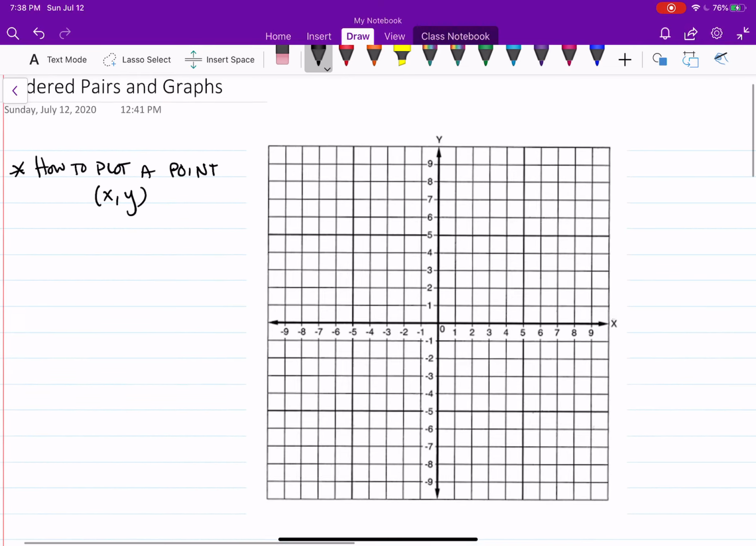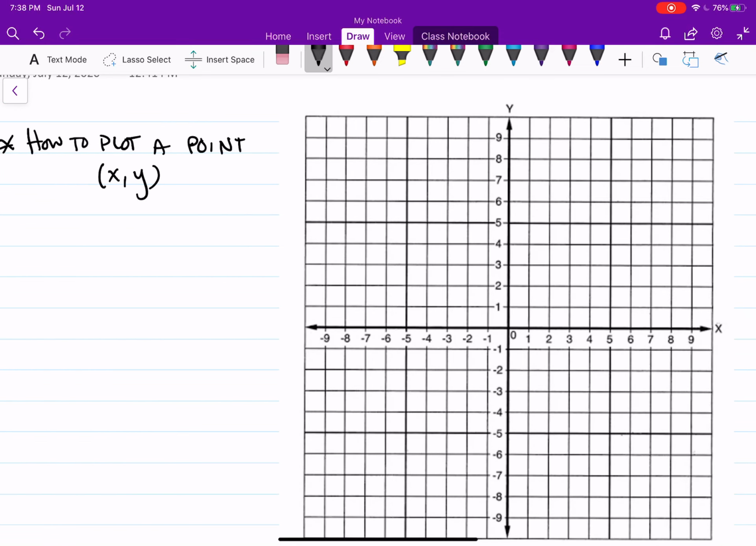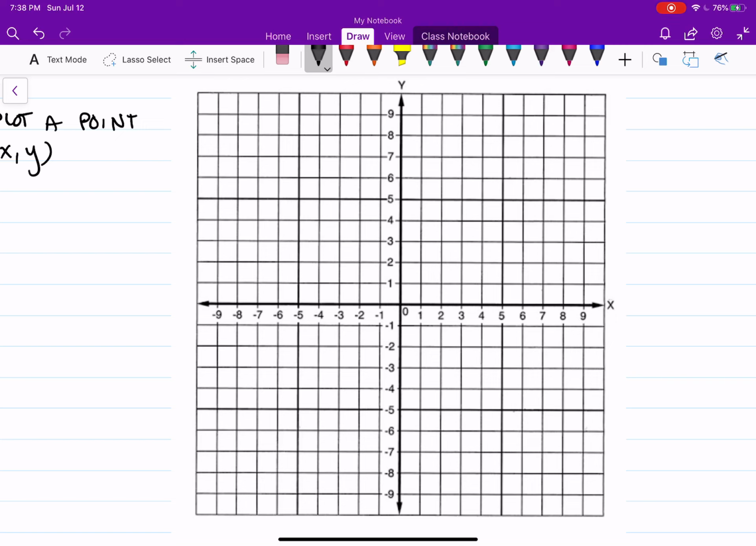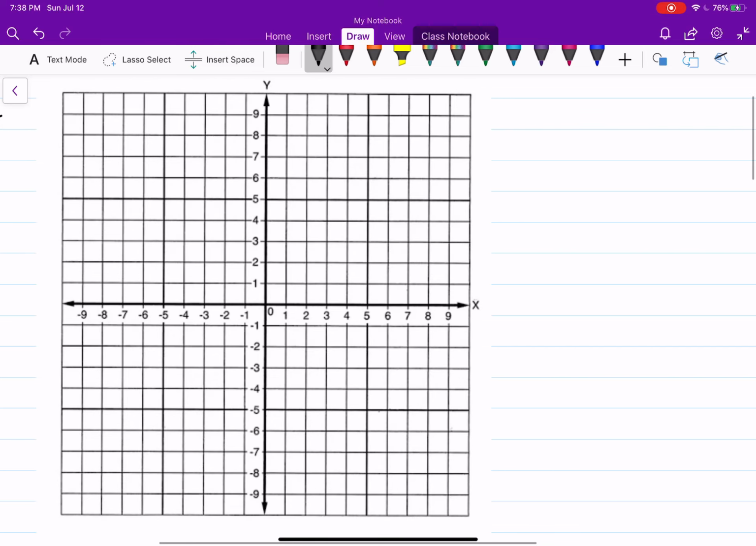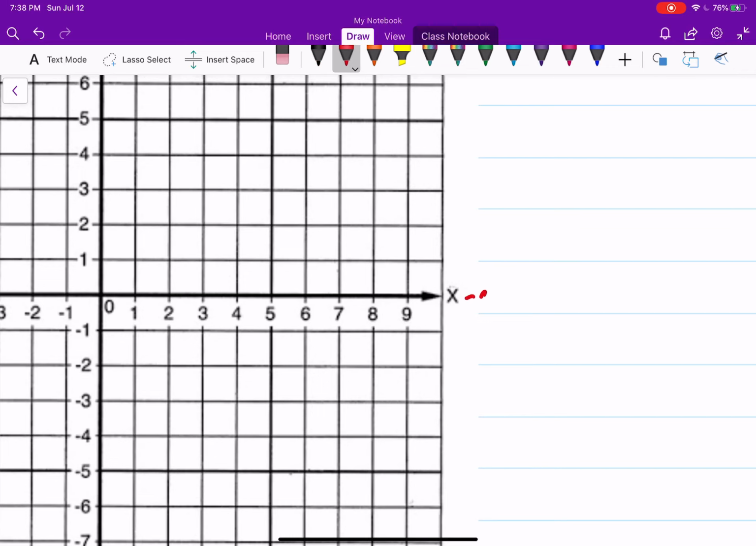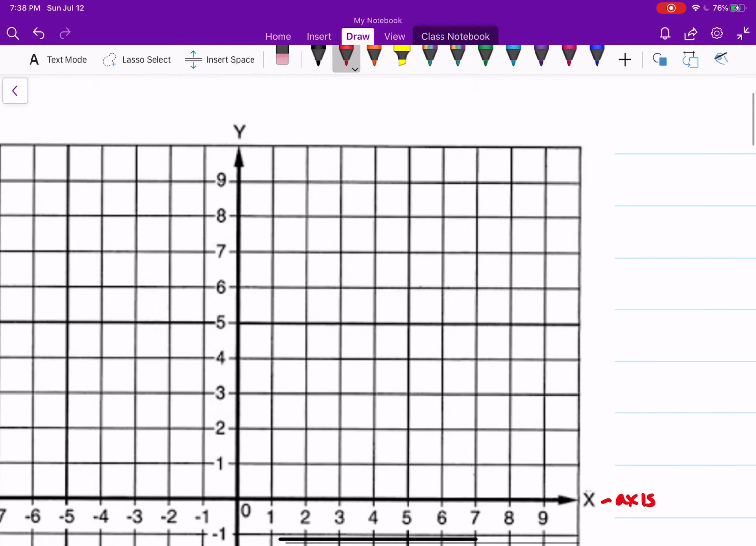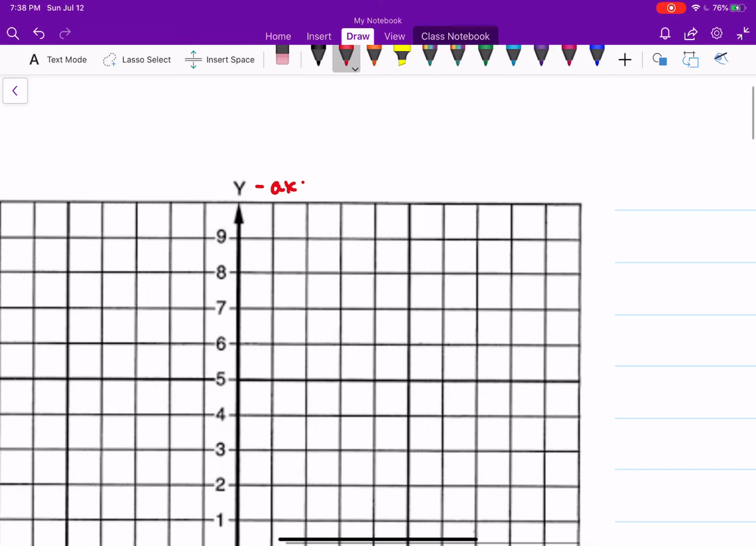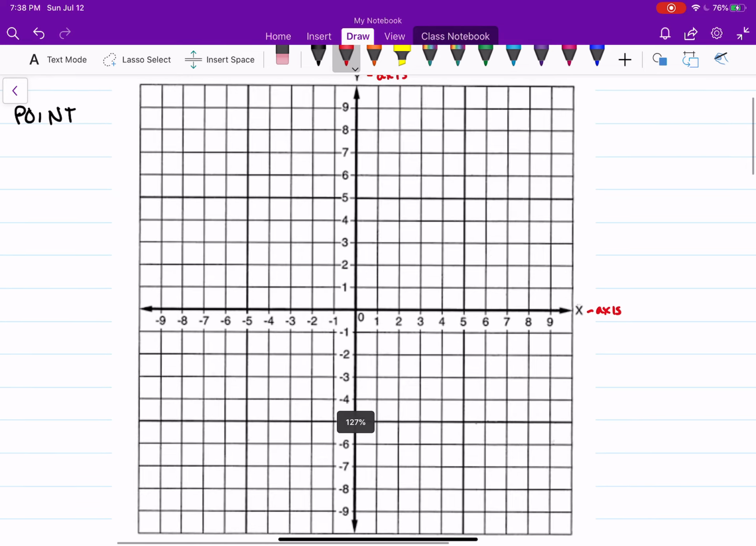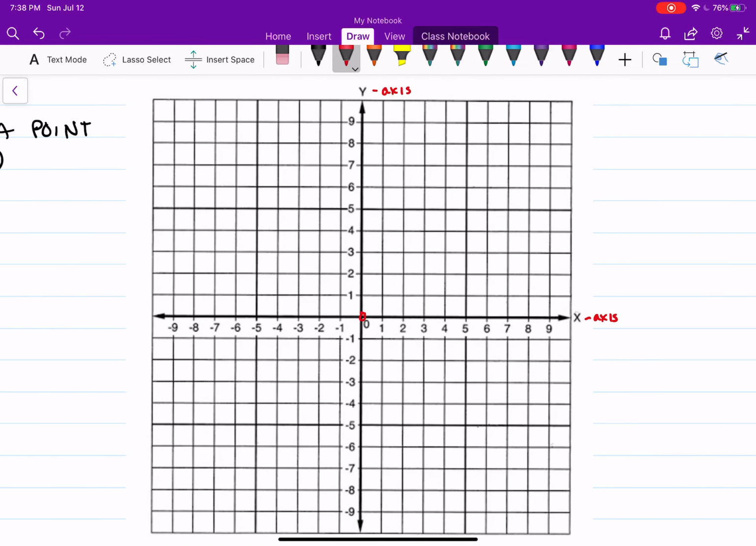This right here, x and y, is a coordinate point, and here you see a graph, which is the coordinate system. In the coordinate system, there is left and right and up and down. Left and right is your x-axis, and up and down is your y-axis, okay? Where they meet is called the origin, and that is 0, 0. That's where the two axes meet.